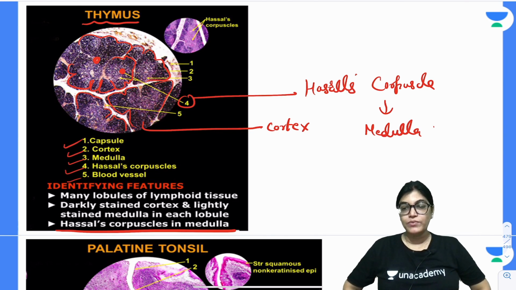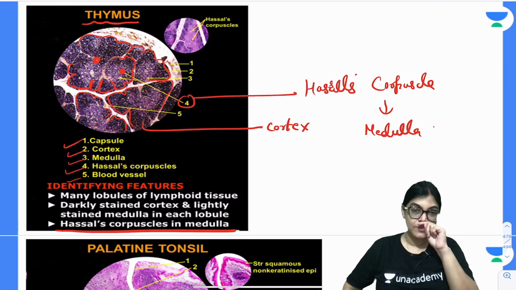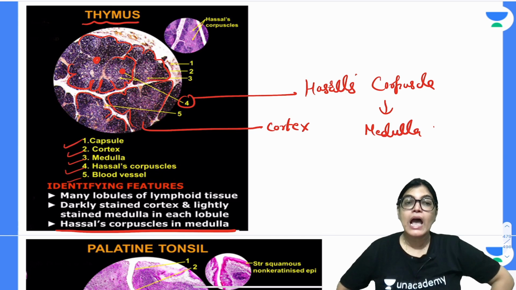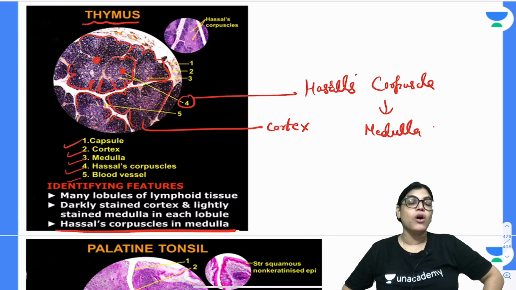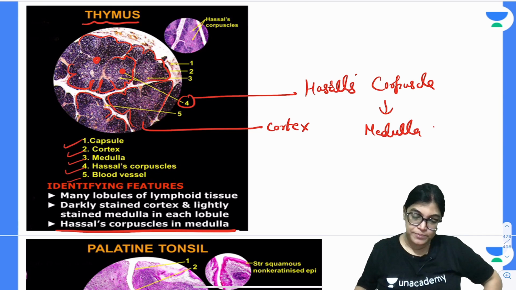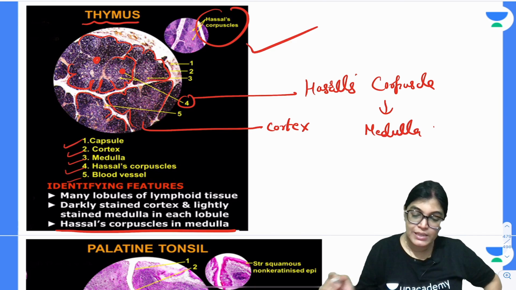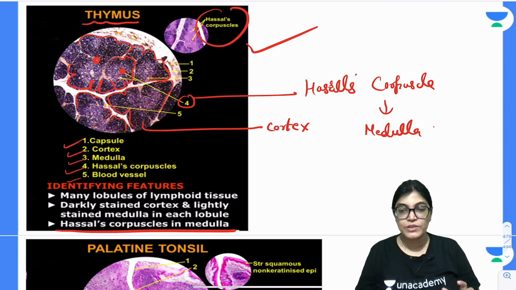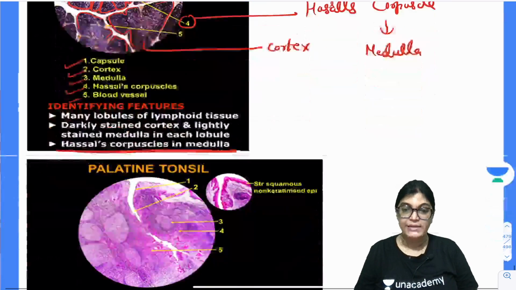The other important point which you should not miss is the epithelio-reticular cells. In all lymphoid organs, reticular fibers are the supporting network. In the thymus, it is epithelio-reticular cells, and they also contribute to the formation of the blood-thymic barrier. So, done with this, let's move on to the last important slide, the palatine tonsil.